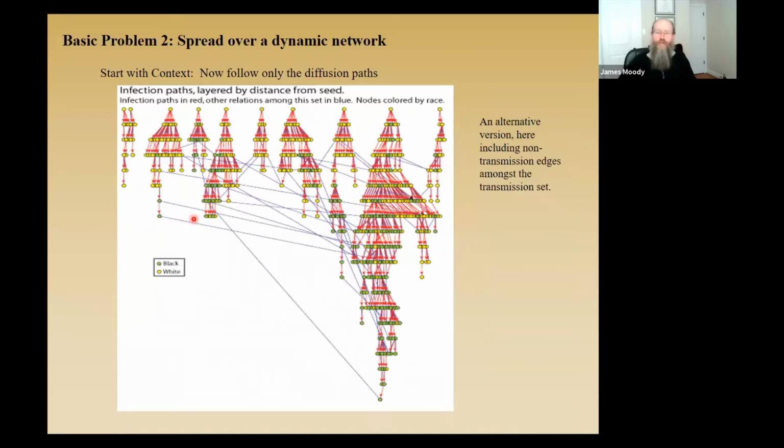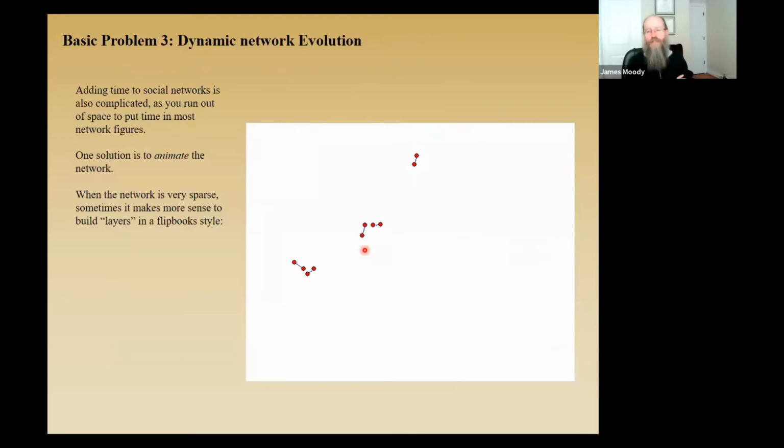You can layer more information, and so this is that same tree where we've now added in the race of the nodes and the other ties where relationships didn't happen, and that's a nice way to get a little more information on. Now, as networks become dynamic, it gets to be a little bit harder to see what's there. Animation can help with that.